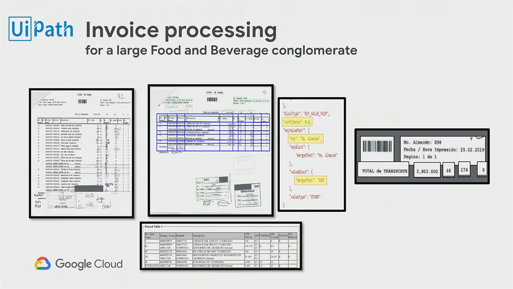Another partner, UiPath, has used document understanding AI for automating their invoice processes. So here's an example of an invoice. As you can see, the invoice is in a tabular format. There is a lot of handwritten text on the invoice. There is a stamp in there. So we're able to accurately identify key value pairs from within that invoice.